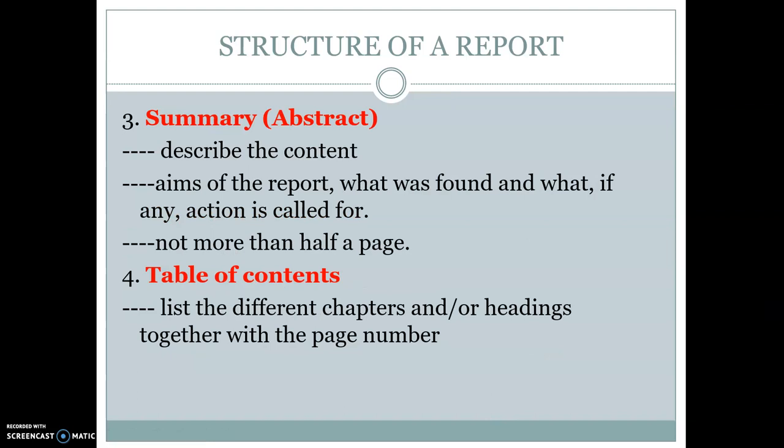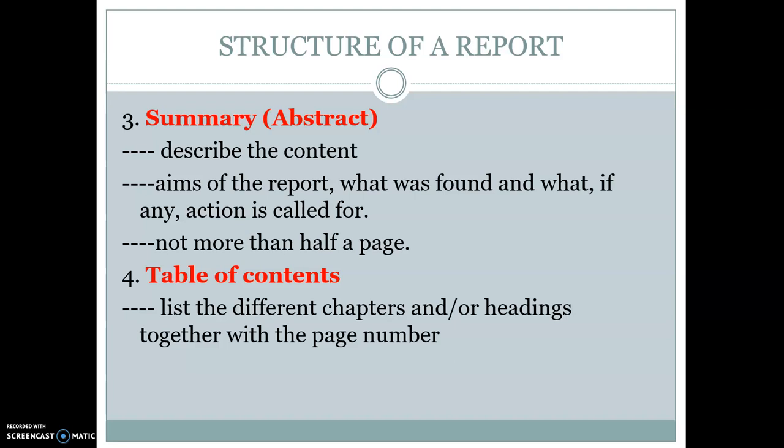The third one is summary or abstract. The summary should briefly describe the content of the report. It should cover the aims of the report, what was found, and what, if any, action is called for. The length of the abstract should not be more than half a page. It should provide the reader with a clear, helpful overview of the content of the report.